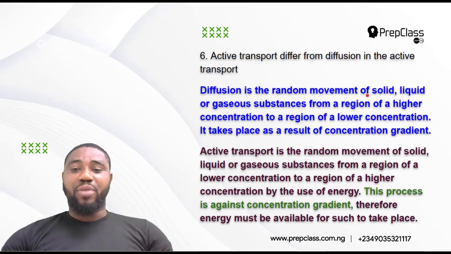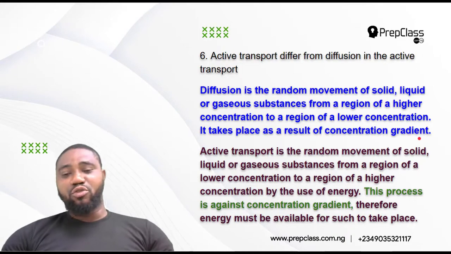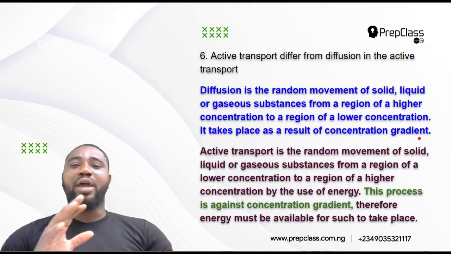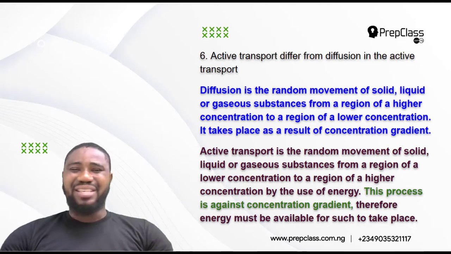Diffusion is the random movement of solid, liquid or gaseous substances from a region of a higher concentration to a region of a lower concentration. So it takes place as a result of concentration gradients. So diffusion is movement of particles from a region where they are more crowded to a region where they are less crowded. I can give you so many examples of diffusion.